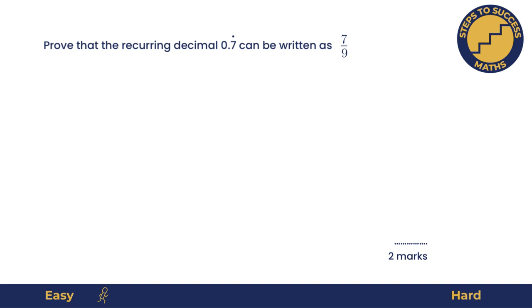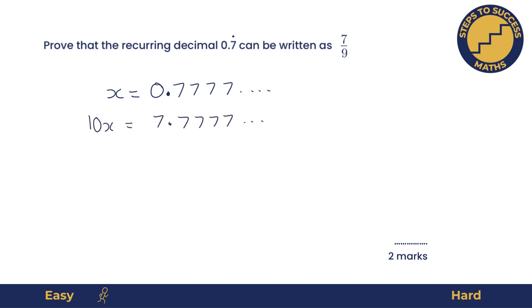Prove that the recurring decimal 0.7 can be written as 7/9. Okay, so first of all, 0.7 recurring really means 0.7777 and going on forever. Now what we want to do is call this x. Then we want to make it 10 times bigger, so 10x. So we get 7.777 and it keeps going on forever.